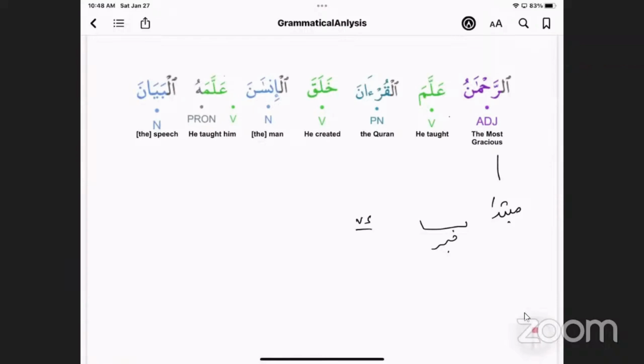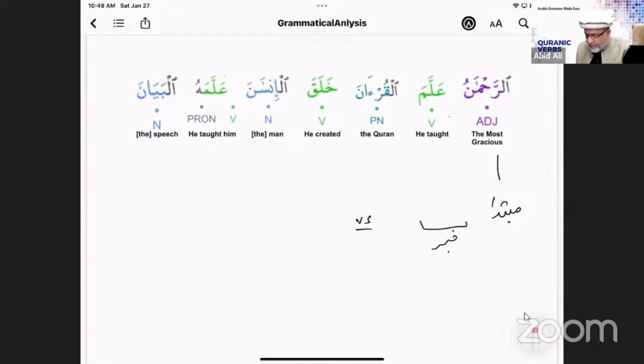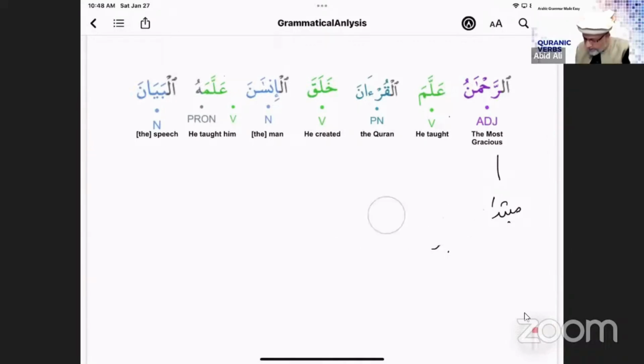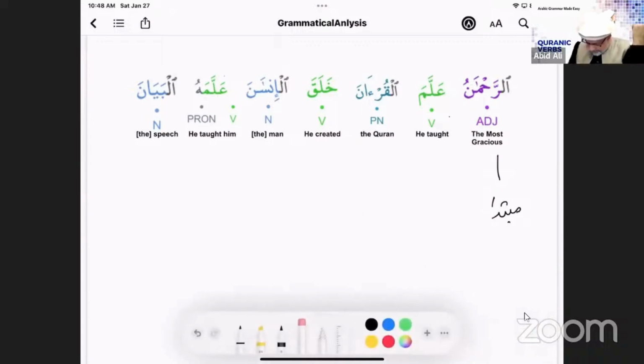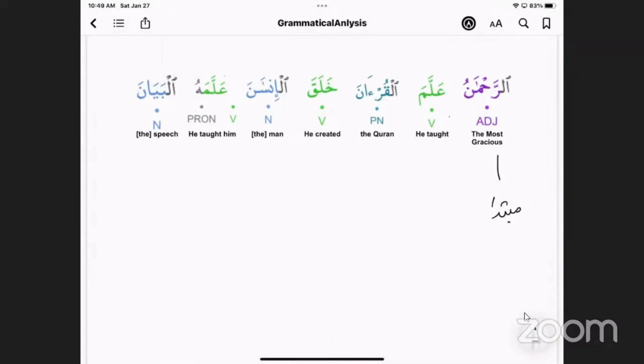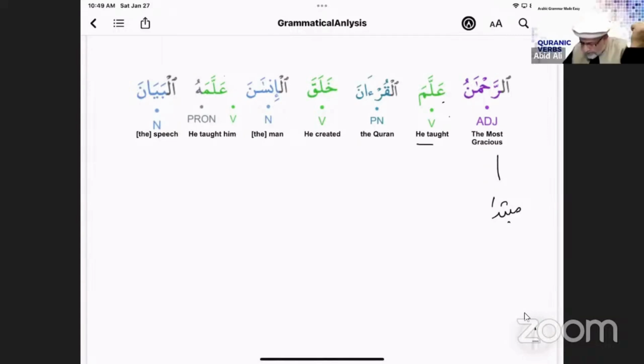Are you familiar with this Mubtada now? Why is this Mubtada? Yes. Now, can a verbal sentence be a khabar? Yes. So, Allama is he taught, right? Yes.